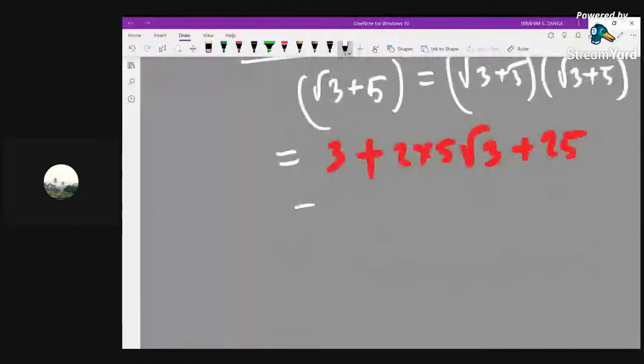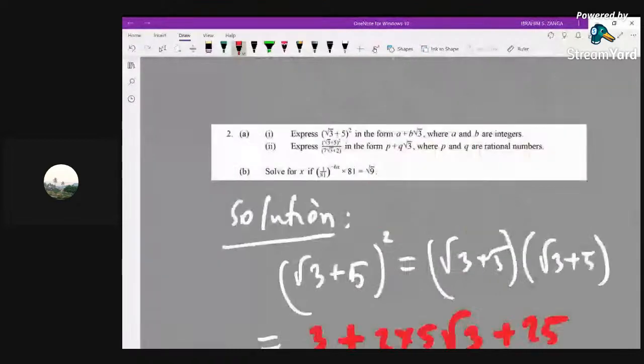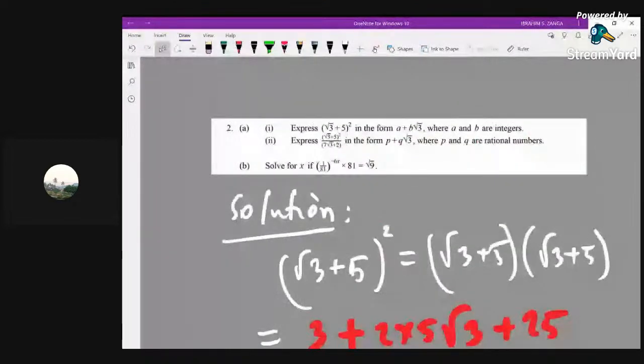We proceed. This is going to be equal to 3 plus 25 equals 28 plus 10 root 3. So you compare this with a plus b root 3, you can see that actually the value of a is going to be 28 and the value of b is going to be 10. So that is the expression of our value there according to the required format.